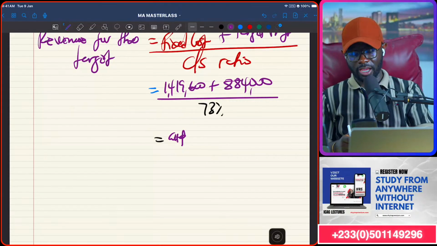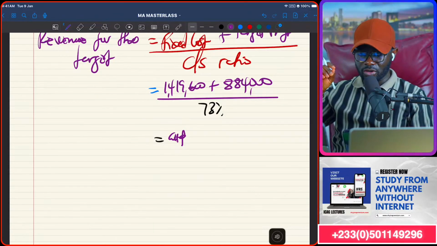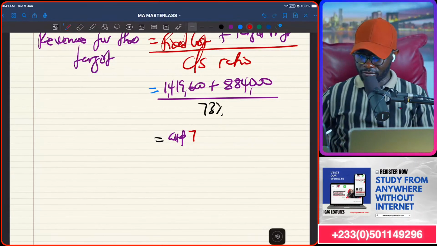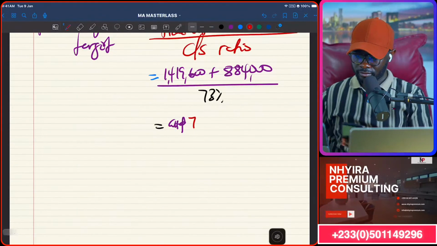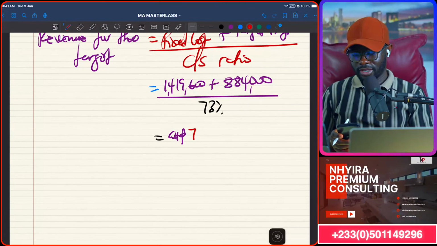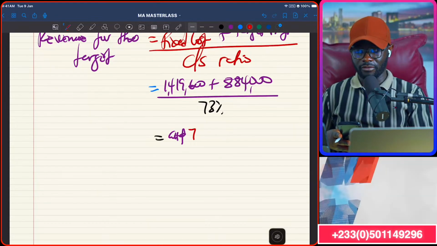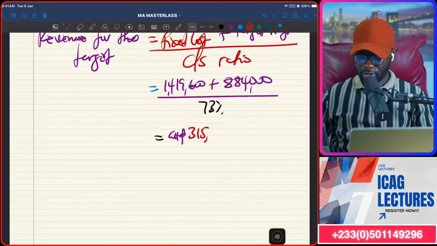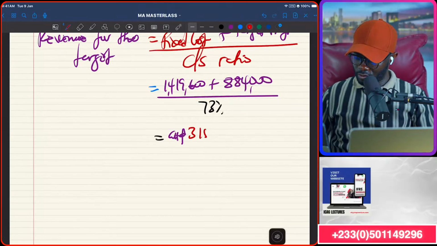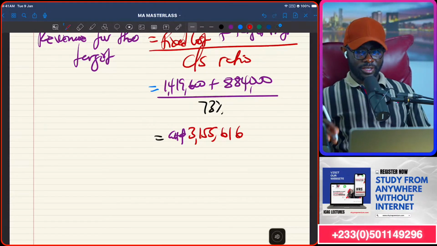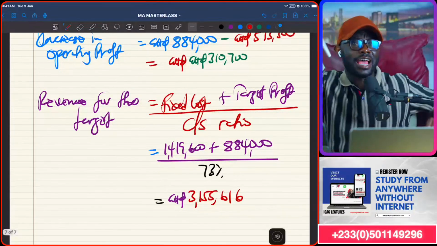1,419,600 minus 884,000 divided by 0.73, so our revenue must be 733,699 Ghana cedi. No, I did minus, sorry. It's plus. Nhyira, gotta be careful. Okay, so 315,000. No, not 315. 3,155,616 approximately. So this is the revenue to achieve the target profit.